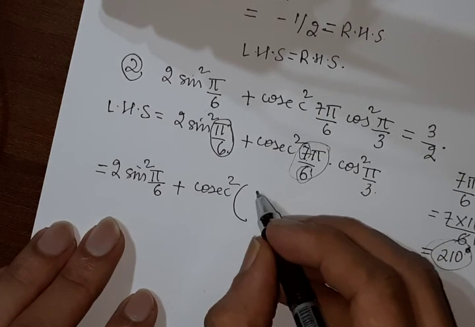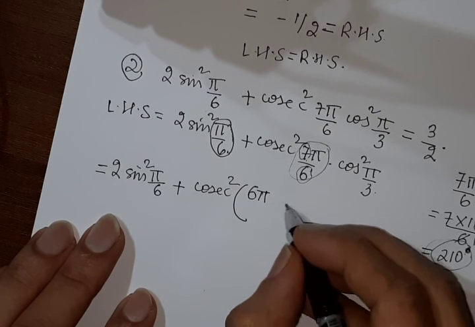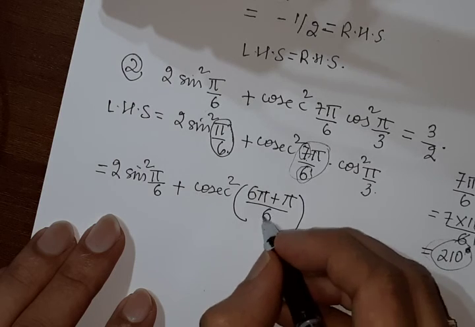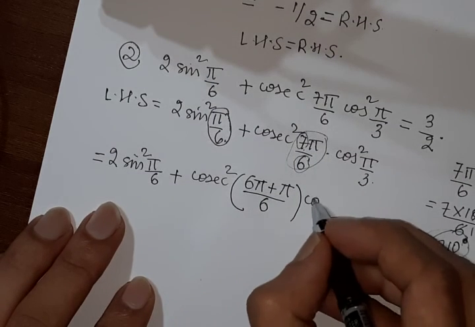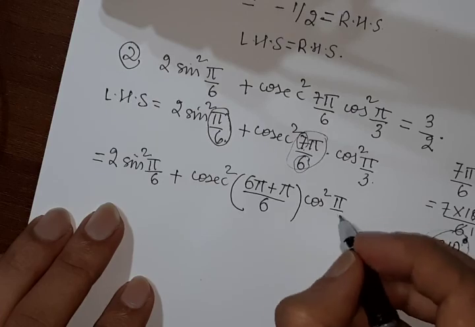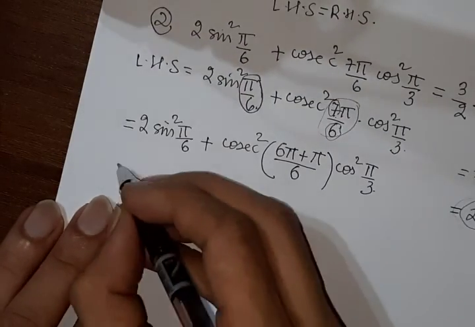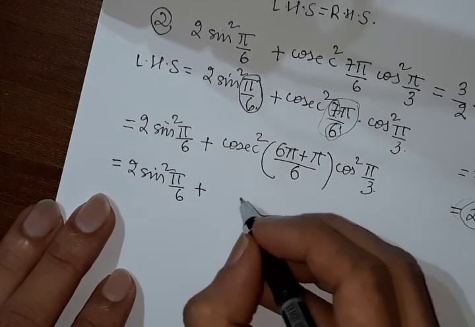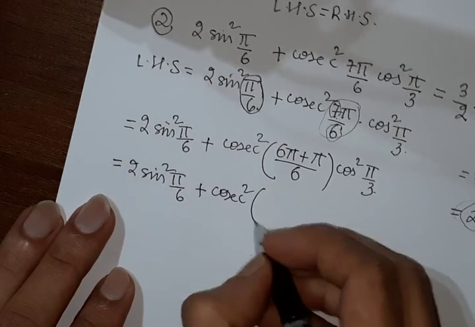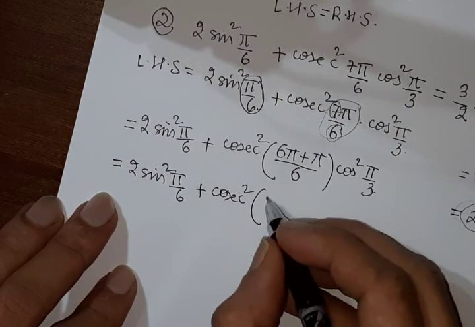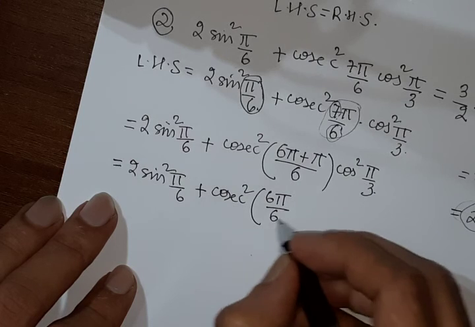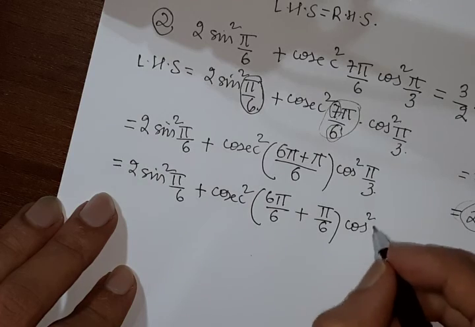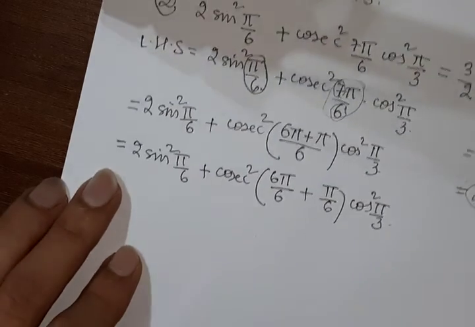So how can you write 7 pi? You can write it as 6 pi plus pi, divided by 6, which is multiplied by cos square pi by 3. So what we will get is 2 sine square pi by 6 plus cosec square. Now you can split the numerator. So what you will get is 6 pi divided by 6 plus pi by 6, cos square pi by 3.